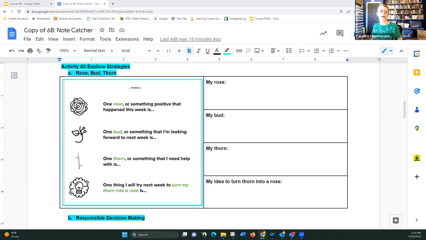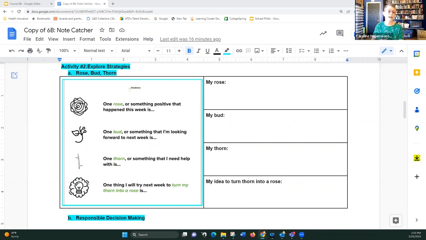I want more. Students are using their decoding strategies during their independent reading. That's amazing. We're studying the podcast Serial. Oh, I love the podcast Serial. Wonderful. Thank you, people who are sharing your roses. Now, what is a bud or something you're looking forward to in the next week?